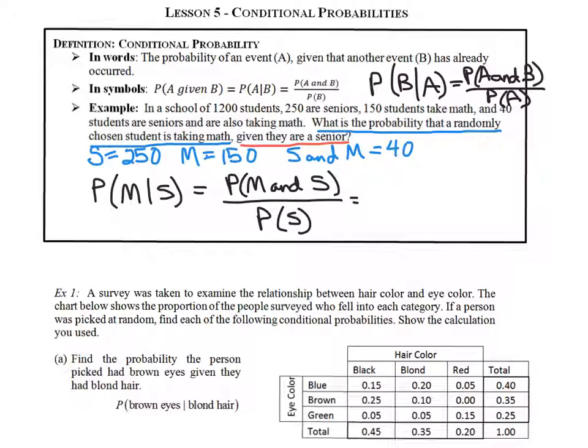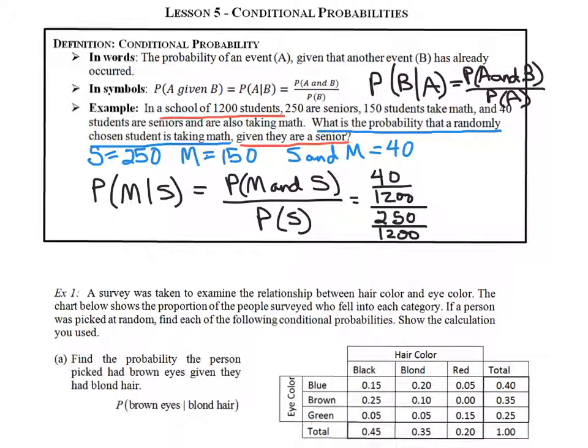Now again, let's go back to our original statement. We know that the school has 1,200 students. So the probability of a student taking math and being a senior is going to be those 40 students that we know are taking both, are a senior and are taking math, out of the 1,200 students. So we're going to say that that probability is 40 over 1,200. The probability of them being a senior, remember that there are 250 seniors. So out of the whole school, 250 are seniors out of 1,200 students altogether.